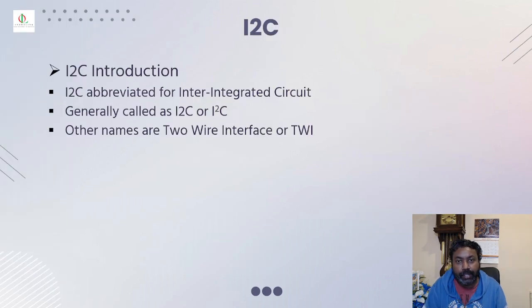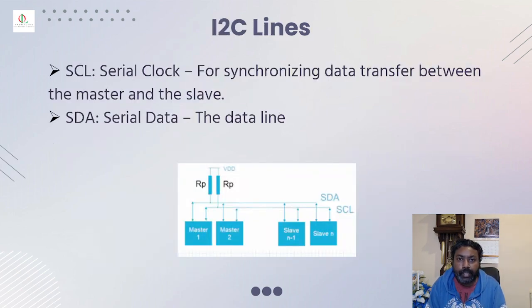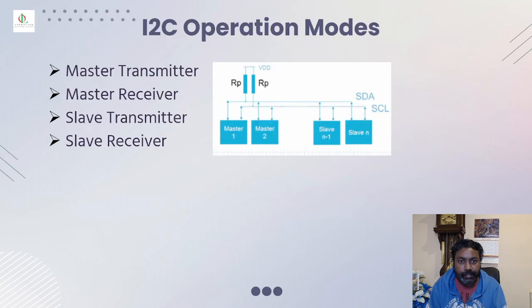We learned shortly about the I2C, the definition of it, where it's used, the usage of it, and the different names of I2C. And then a small introduction about the duty cycle in terms of the I2C. And then the I2C lines. As you know, the I2C lines require only two wires to transmit the data, the SCL and the SDA lines.